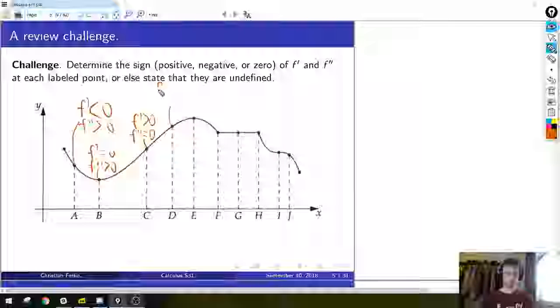First is positive, second is going to be negative. Good, so it's opening down. How about E? First is 0, second is negative. Good. Now we get a kink. What happens at this kink at point F?